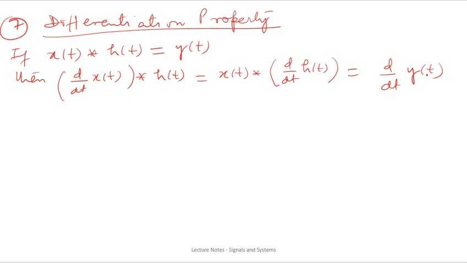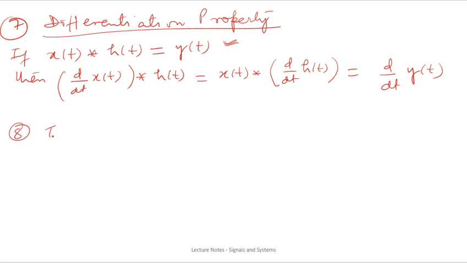Okay, so if the convolution is already known and there is a differentiation in any one of the signals, then the output will also be the differentiated value of the original result. So this is the differentiation property. Next is the time scaling property.